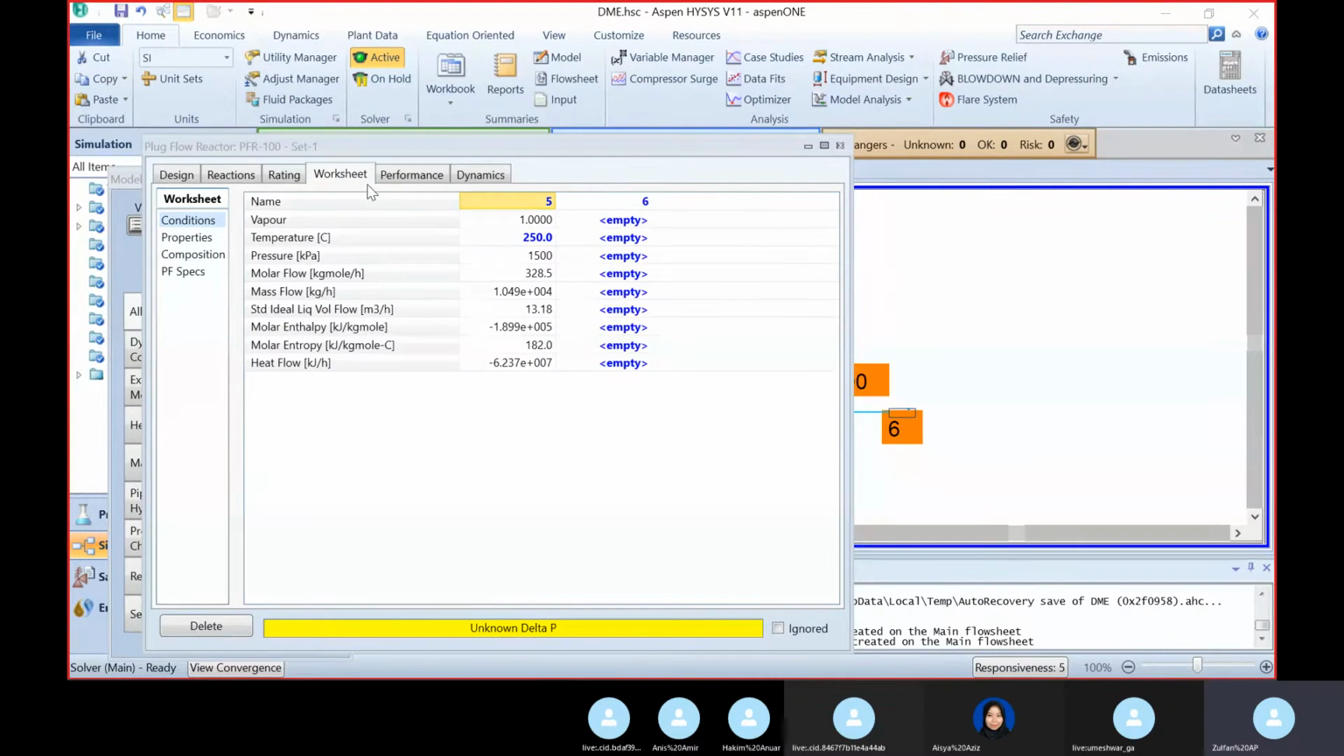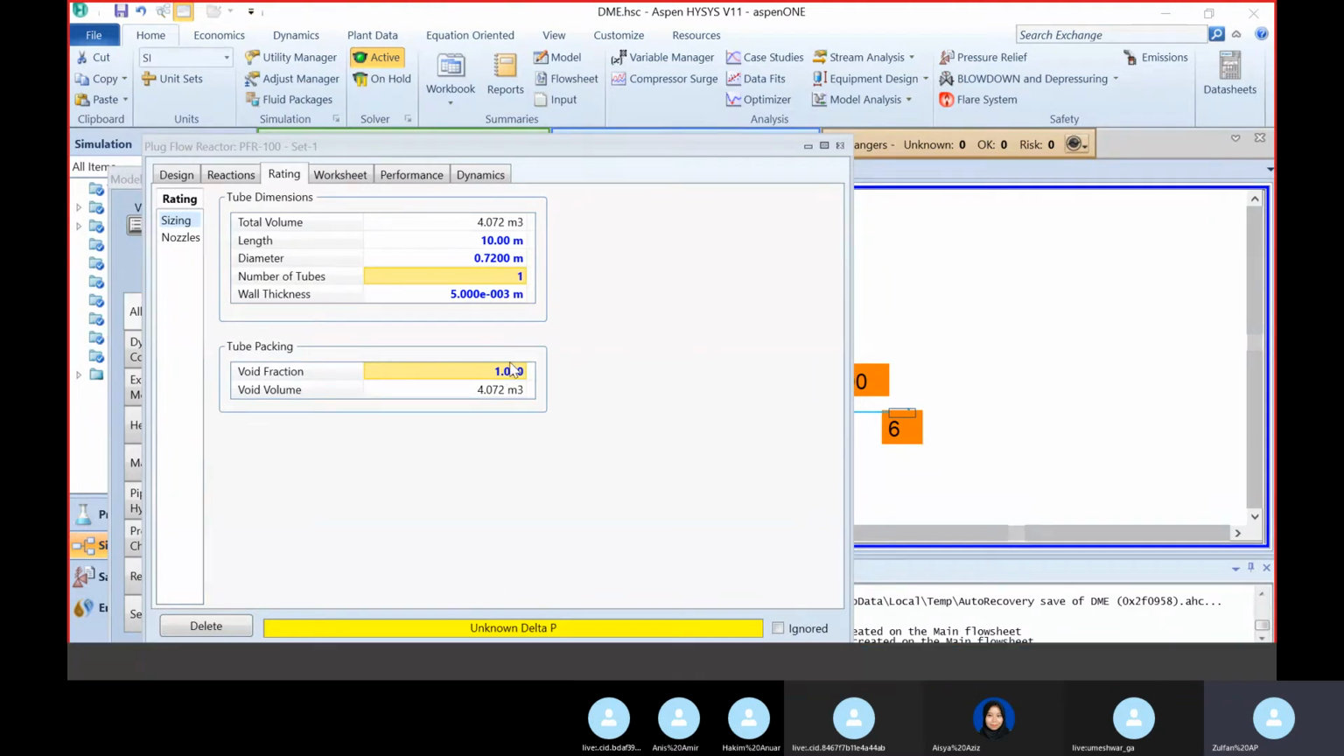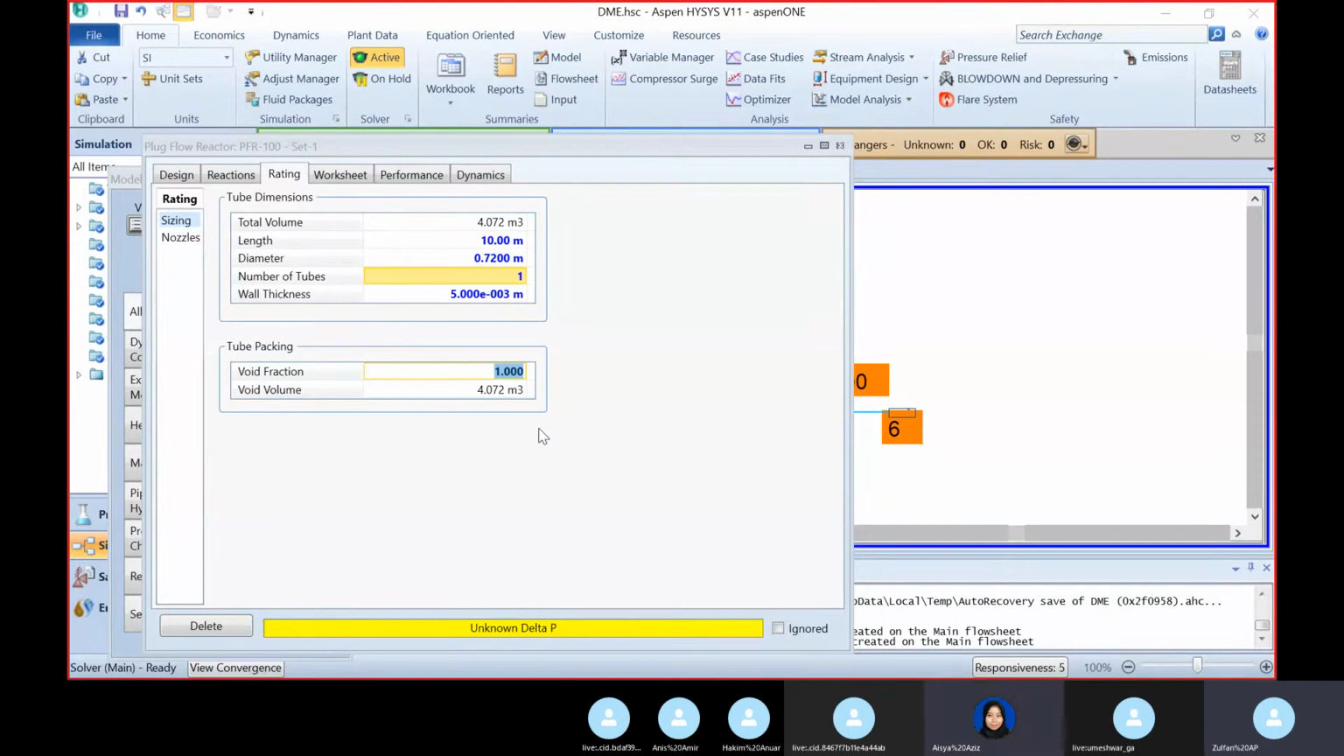Go back to the rating. By default the void fraction is 1, so that means it's just like a hollow pipe. In this case, we just assume it like a hollow pipe, or we typically put a void fraction of 30%, for example. That's what we typically do. But for this example, we can just leave it at 100%. So it's like a hollow pipe.